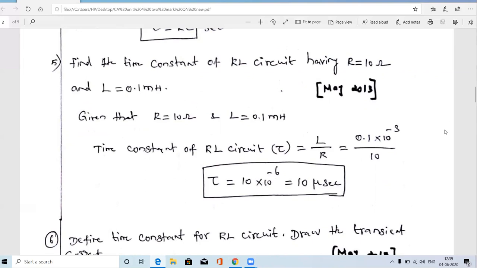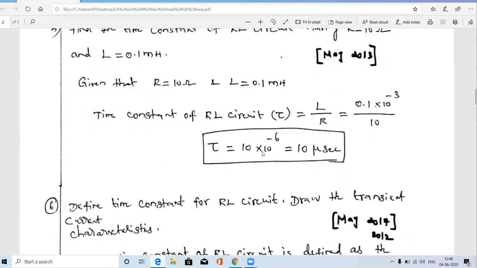So what is L? It's 0.1 milli, and milli means 10 to the power minus 3, divided by the resistor value, which is 10. If you calculate, the answer is 10 into 10 power minus 6. You know 10 power minus 6 is called micro. What is the unit for the time constant? It's time, so second. So the time constant is calculated as 10 microsecond. That is one of the questions.